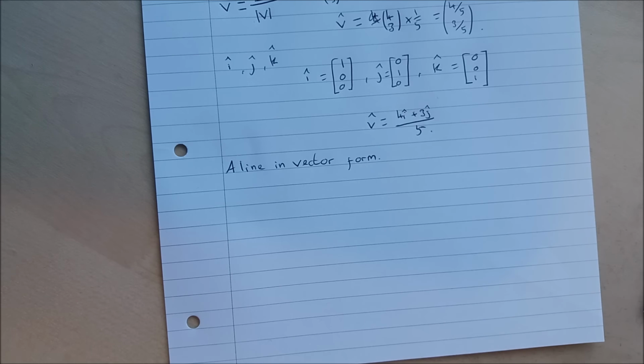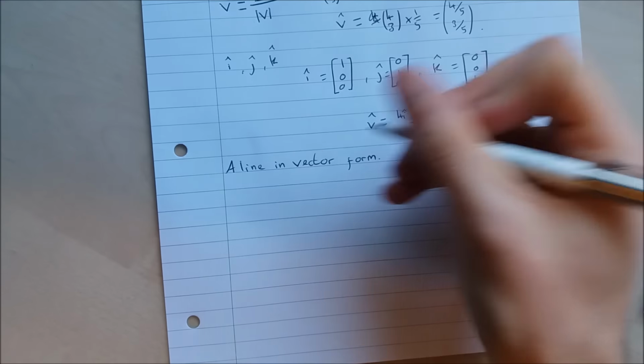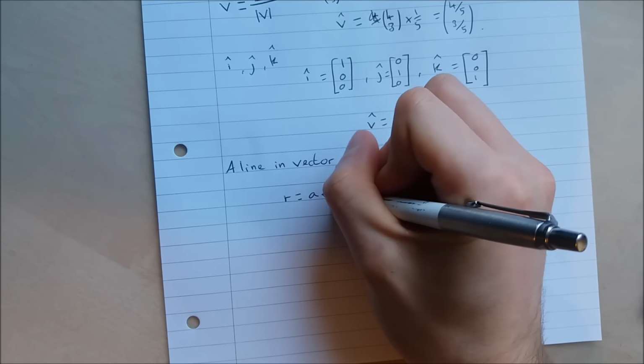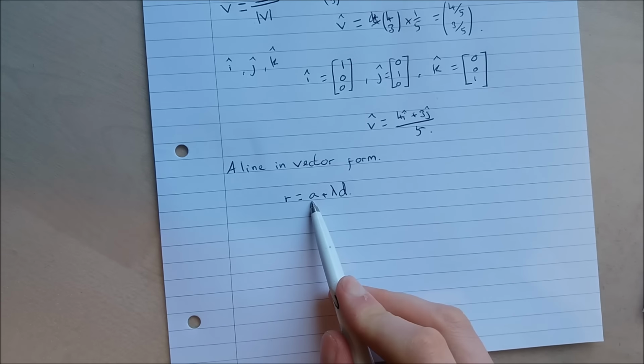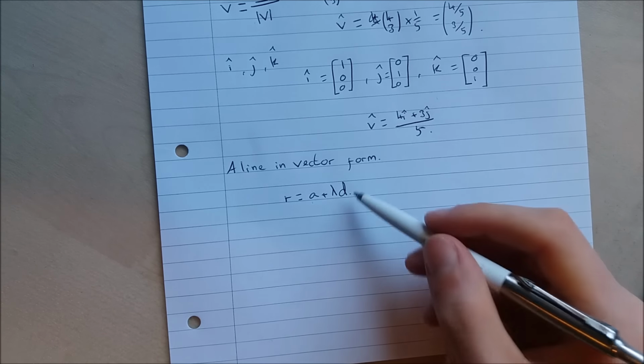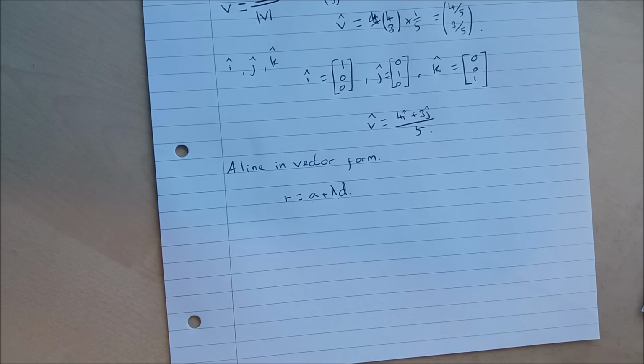If you want to write a line in vector form, it's going to be in the form of r equals a plus lambda d, where a is a point the line goes through, and d is the direction it's going in, and lambda is just a scaling factor to specify the length of the line.